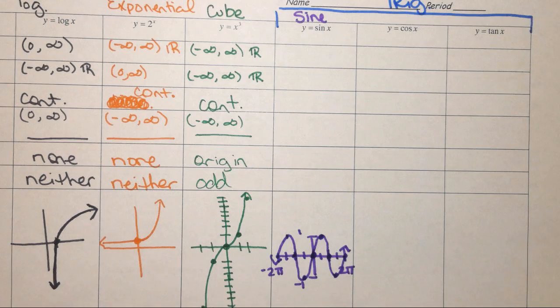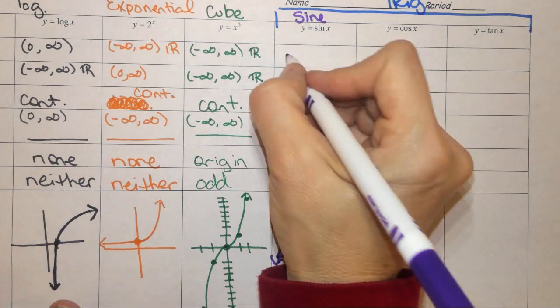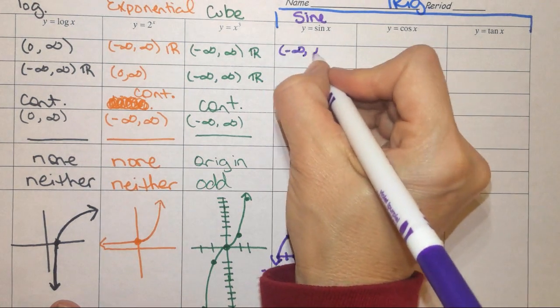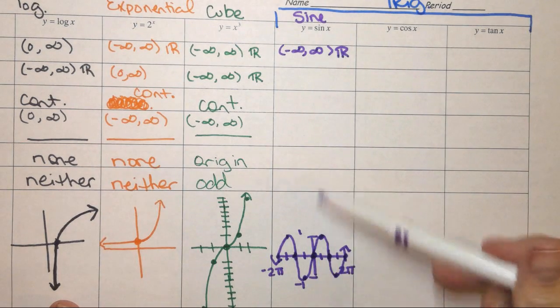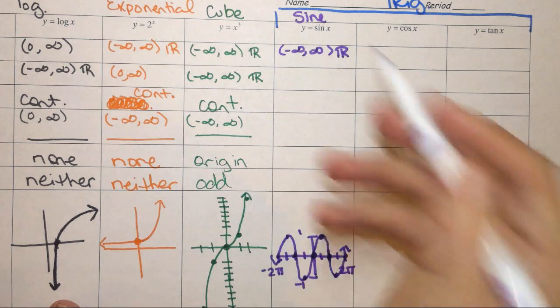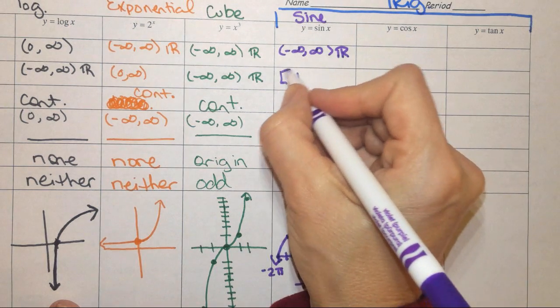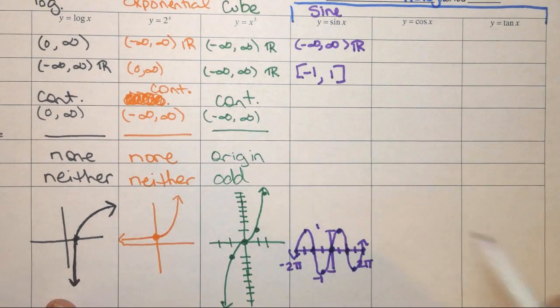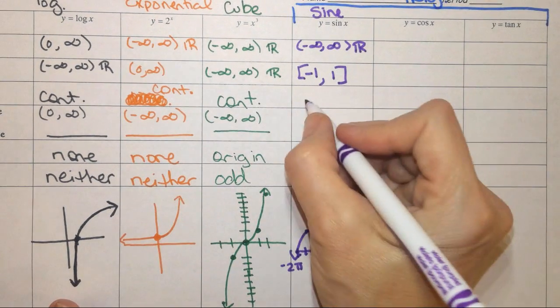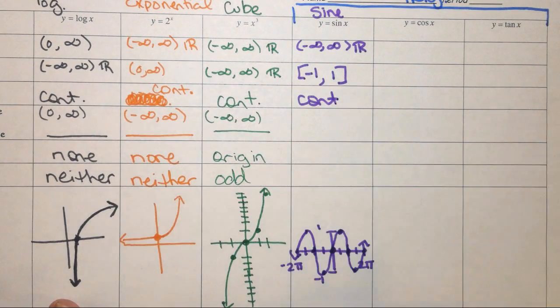The domain for sine goes on forever in both directions. So negative infinity to positive infinity. Now my range doesn't go on forever because it stops at 1 and stops at negative 1. So bracket because it's included, bracket because it's included. I never have to pick up my pencil, so it's continuous.